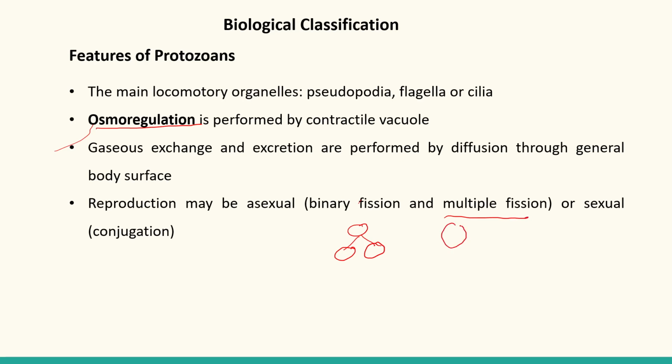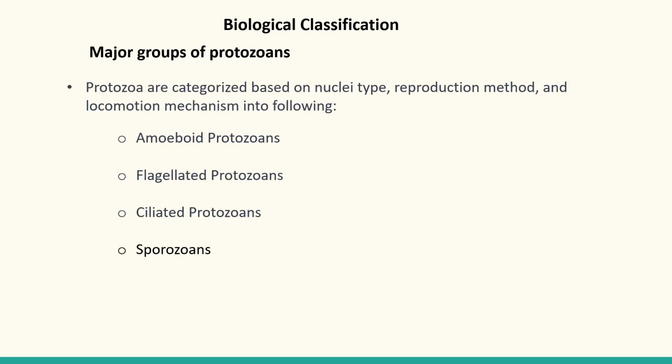A single cell divides into a number of nuclei, and each nucleus is surrounded by a bit of cytoplasm. Later, this cyst bursts out and releases all these cells into the environment. So this is multiple fission.